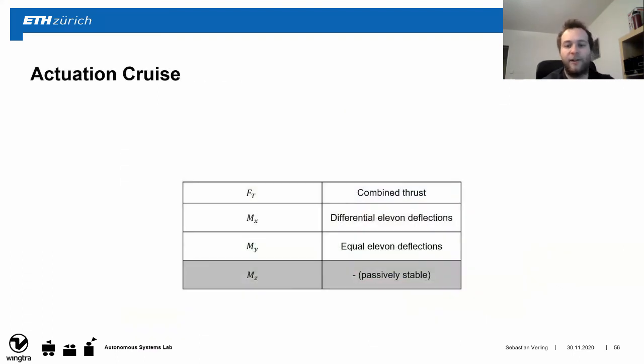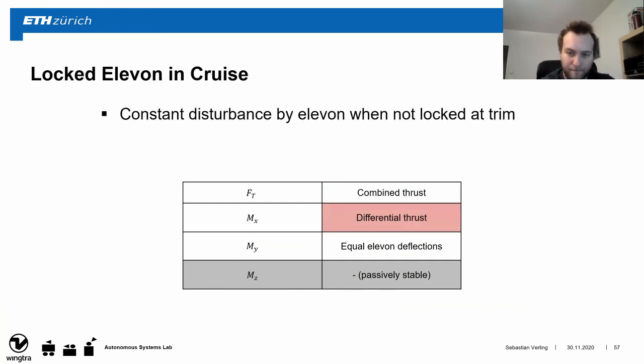Now for cruise, the situation is very similar, except for the fact that the axis around body Z is passively stable through the vertical fin of the system. Again, the locking will result in a constant disturbance in case if it is not locked at trim. Here, however, we do have the possibility to change the control allocation to use differential thrust to control the moment around body X. This is also important as in cruise, the X-axis does influence the stability of the system.